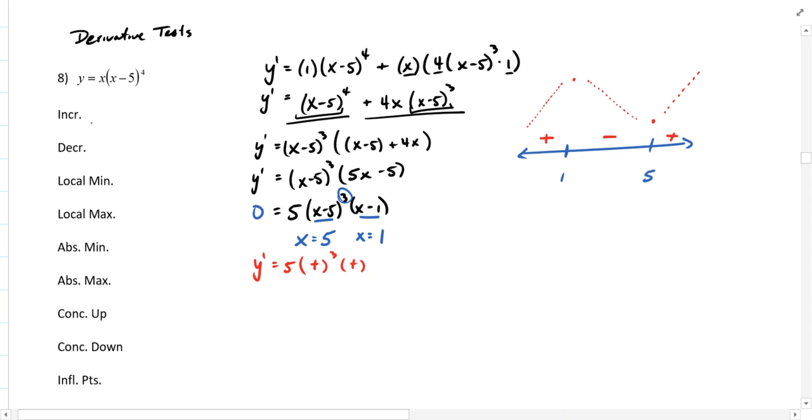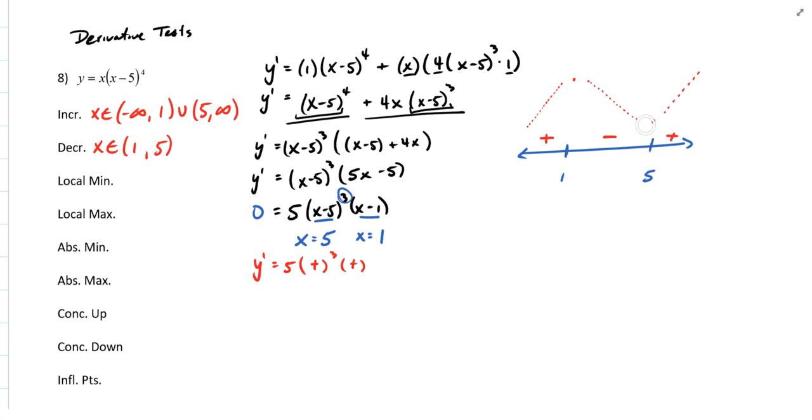So we can answer a lot of the questions over here on the left-hand side, maybe not all of them. We know that it's increasing from negative infinity up to 1. So we would say it's increasing on the interval from negative infinity to 1. It also increases again from 5 to positive infinity. It is decreasing on the x values from 1 to 5.